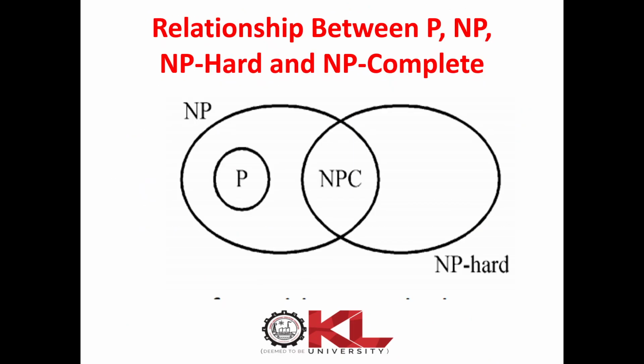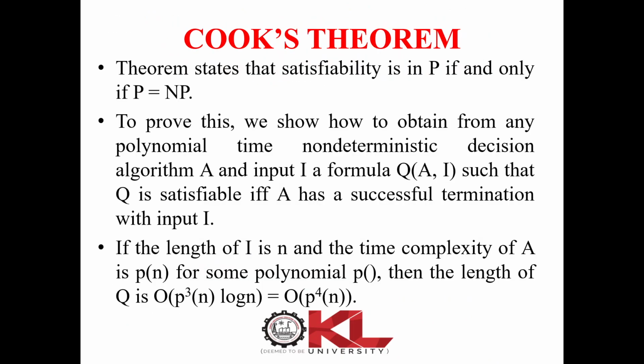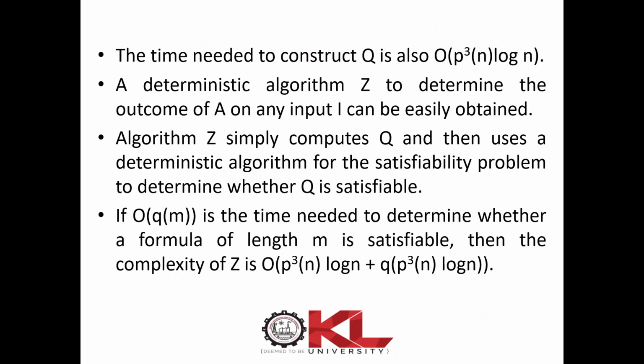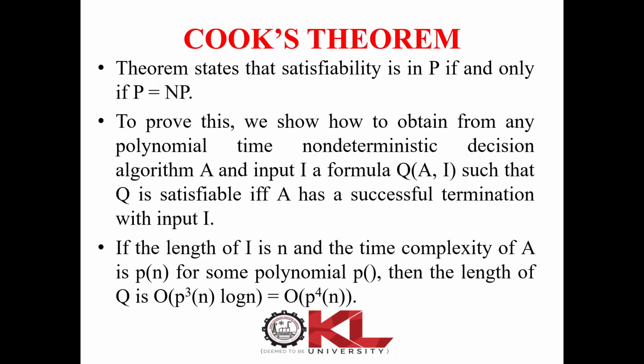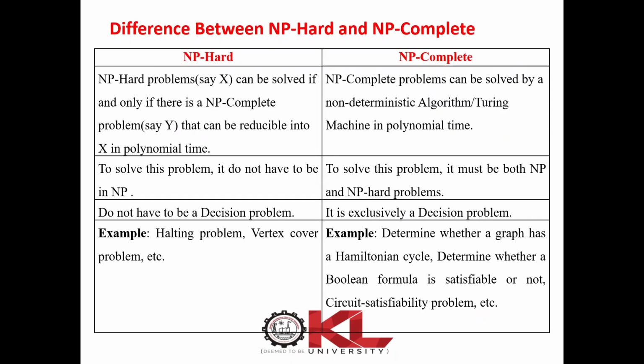And then Cook's theorem. Basically, Cook's theorem is nothing but we need to prove that polynomial equals non-polynomial. To prove this, satisfiability is in polynomial if and only if polynomial is equal to non-polynomial. To prove this, we need to write all this whole theory. You need to remember this.